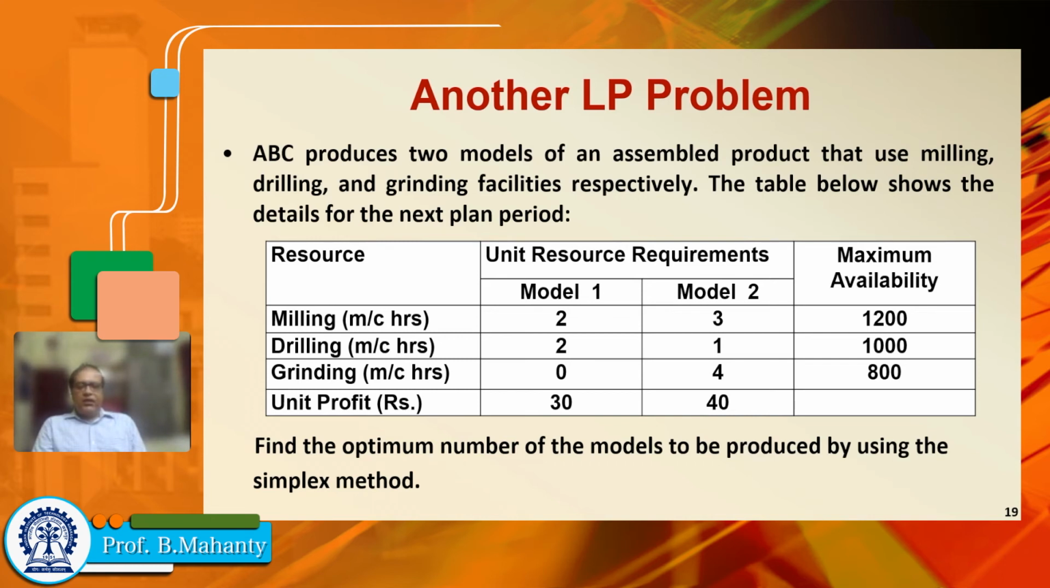x2 is the number of model 2 to be produced. What is the objective function? It should be 30x1 plus 40x2. Then what is the milling machine constraint? That should be 2x1 plus 3x2 less than or equal to 1200. Drilling machine constraint: 2x1 plus x2 less than or equal to 1000. And finally the grinding machine constraint, that should be 4x2 less than or equal to 800.